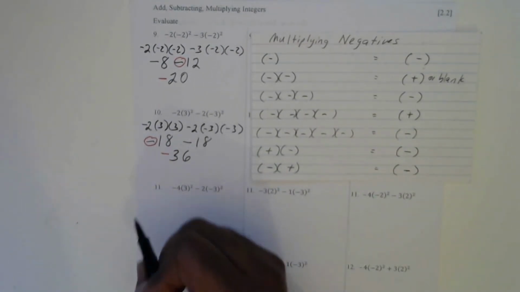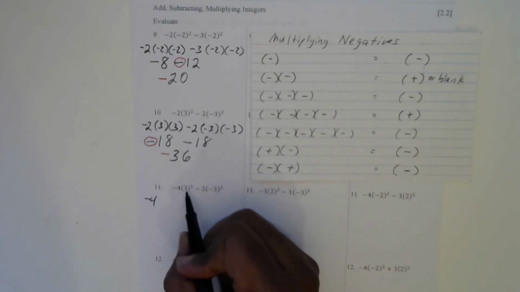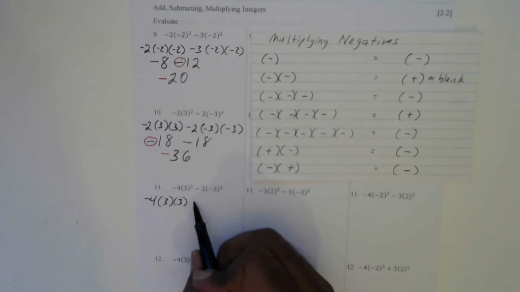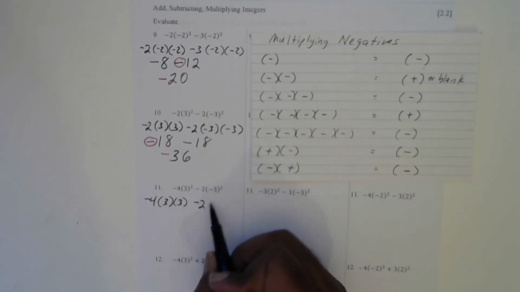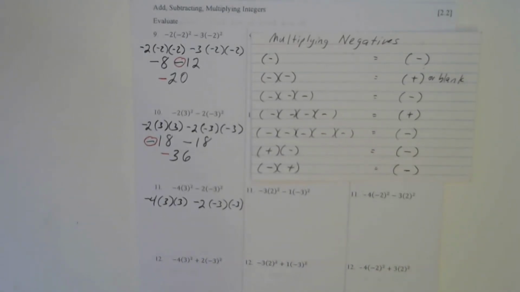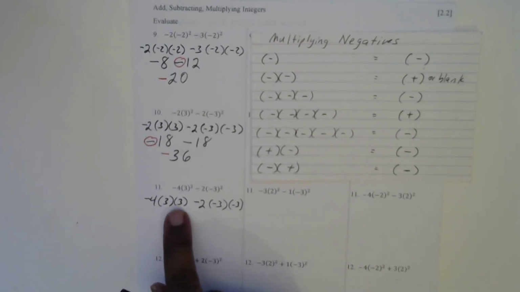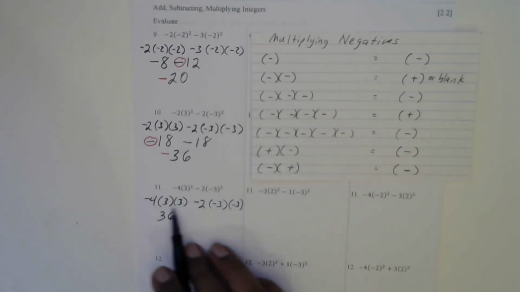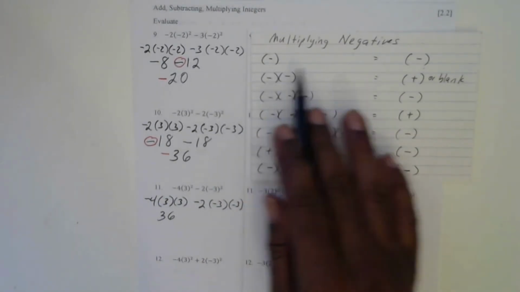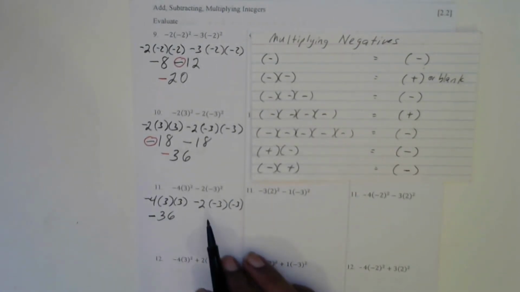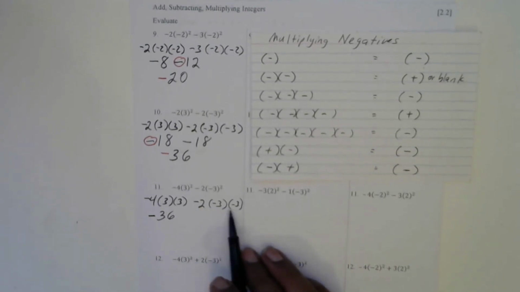Number 11, we have a negative 4. And then 3 needs to be written twice. So 3 and then 3 again. Then a negative 2. And this negative 3 needs to be written twice. So negative 3 and then another negative 3. Okay, multiplication. 4 times 3 is 12. And 12 times 3 is 36. So this is 36. This is multiplying with one negative, and when you multiply with one negative, then the answer will be negative. 2 times 3 is 6, and 6 times 3 is 18.